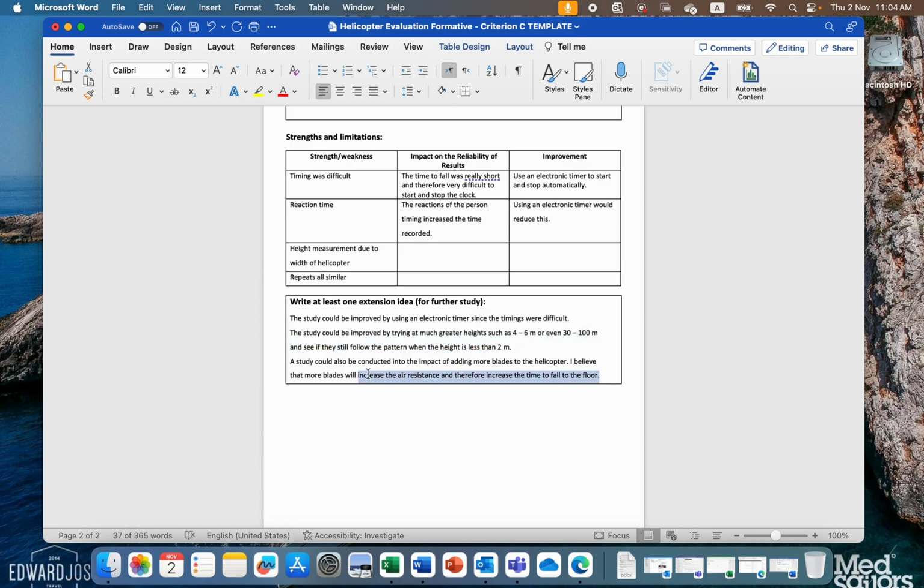And then the final section is suggesting what could be done next to expand on the knowledge but around the same topic. So I suggested, our helicopters all had 2 blades on it. What would be the impact of 3, 4, 5, 6 helicopter blades? So a new experiment could be testing that out. And then they should suggest what they think will happen and try and include, again, a bit of the science as to why they think that. They might need to do a little bit of research.